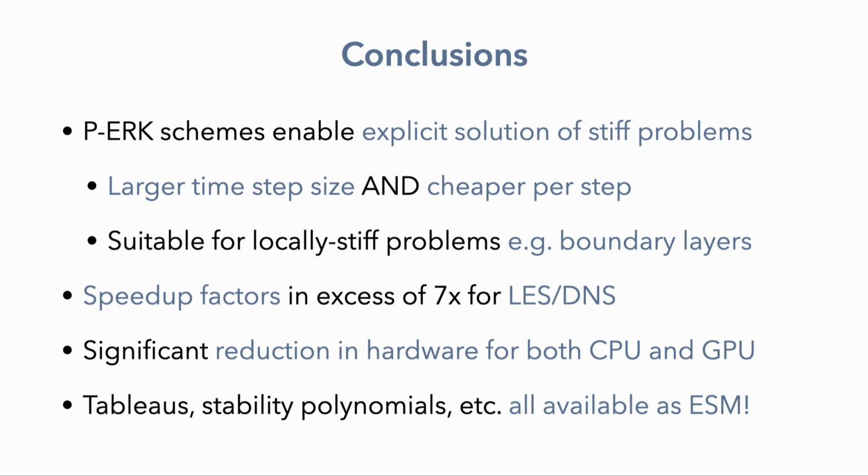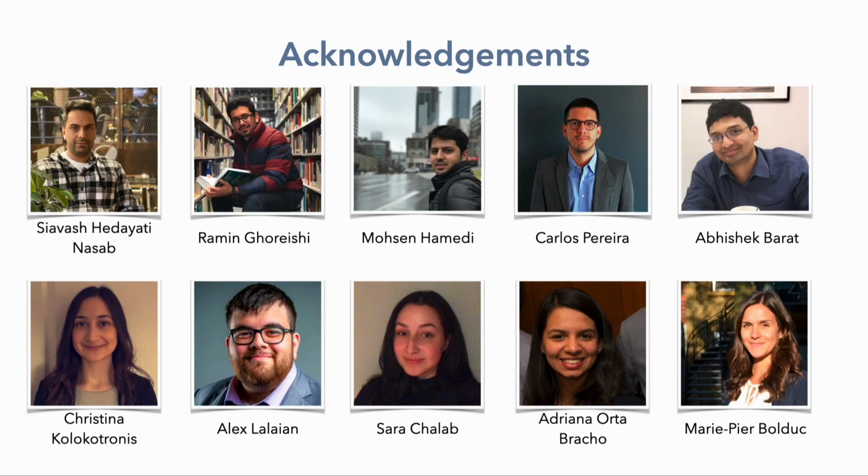So in conclusion, PERK schemes enable us to perform explicit solutions of stiff problems. They let us take a larger time step size and are cheaper per time step. They're suitable for locally stiff problems such as boundary layers, and we've shown speed up factors in excess of 7x for things like LES and DNS. They result in a significant reduction in hardware requirements for both CPUs and GPUs, and all of this material is available as ESM. You can just download the Butcher tableaus from our papers.